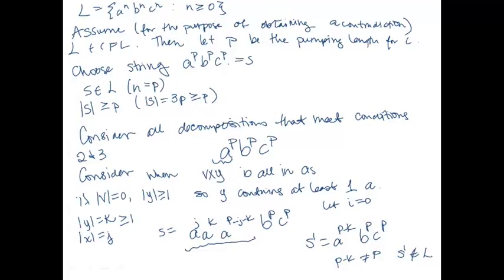Okay, let's see what happens if both are nonempty. Let's let the length of v be, I've used k, I've used j, I've used i, let's let it be h, who knows. Length of v is h, greater than or equal to 1. Let's let the length of y, again, be k, and let's let that be greater than or equal to 1. So the case I'm considering here is when neither v nor y is empty, and we're going to show that the pumped string is still not in the language.